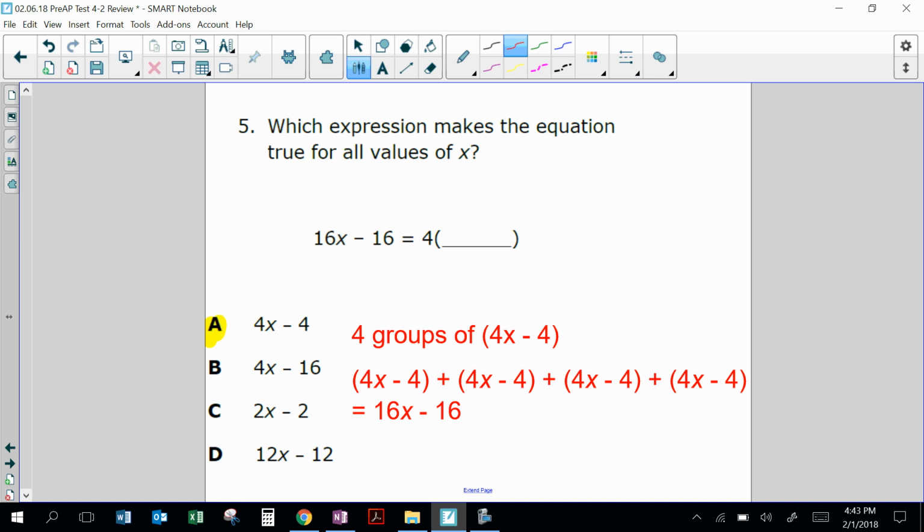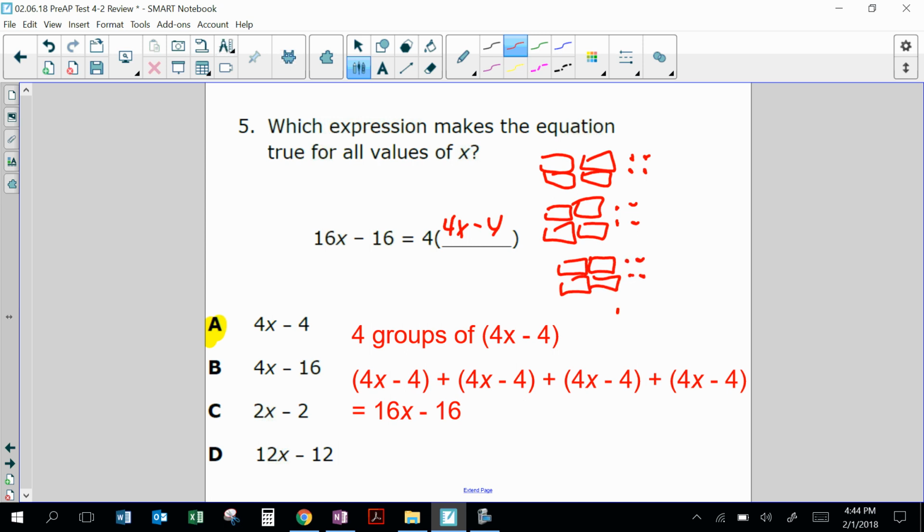Number 5. Which expression makes the equation true for all values of x? Is 4 groups of 4x minus 4 the same thing as saying 16x minus 16? I could draw this, and I will draw this. 4x minus 4, but I need 4 groups of 4x minus 4. What did I draw? 16x minus 16. Yes, A is the answer.